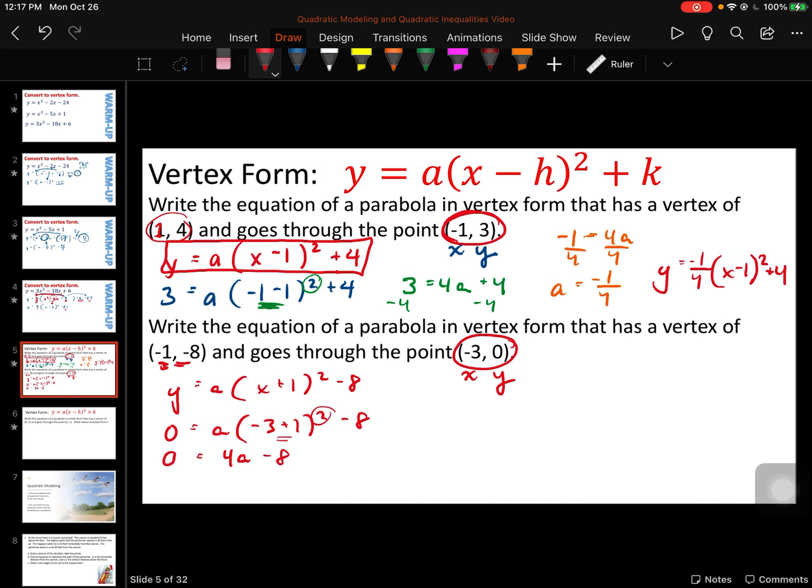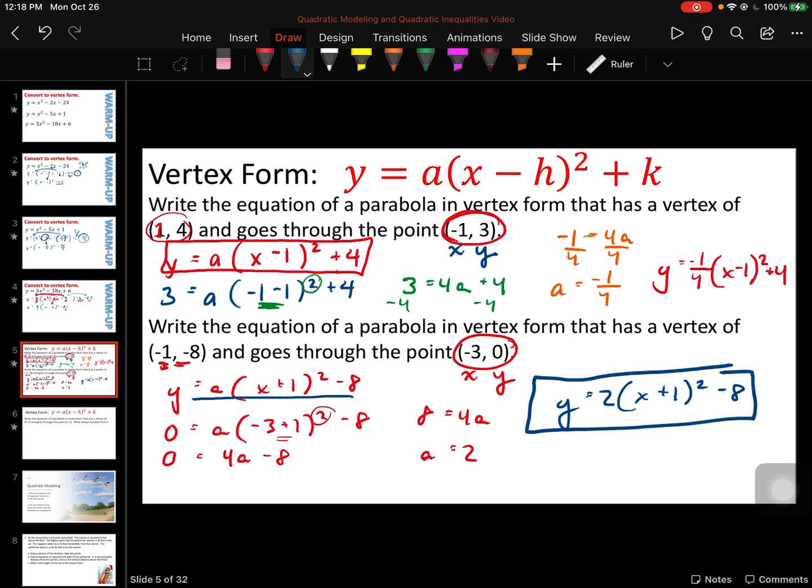I'm going to add 8 to both sides. I get 8 equals 4a. That means that a equals 2 after dividing by 4. So your final equation, this has a vertical stretch of a factor of 2. This will be 2 times x plus 1 squared minus 8, since we just plugged it back in to that equation we wrote out at first. So that's a little bit of background on writing equations when you have to find the a value and you just have a vertex and a point.